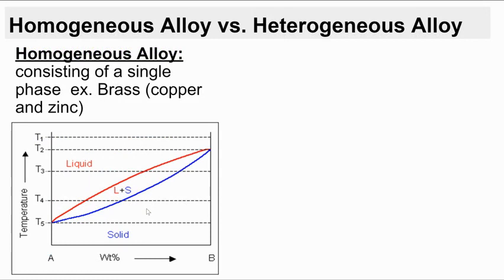So if we look at homogeneous alloys, this is when we consist of a single phase. For an example, brass is a substitutional alloy where zinc comes in and substitutes into the crystal structure of the copper. And this is an example of a homogeneous alloy. Since brass is a substitutional alloy that is homogeneous, meaning it doesn't matter how much zinc is substituted in, it will replace the copper in the crystal structure, we can see our phase diagram.